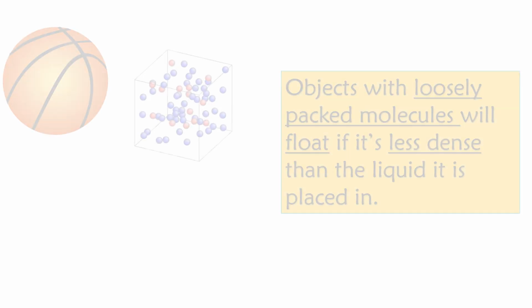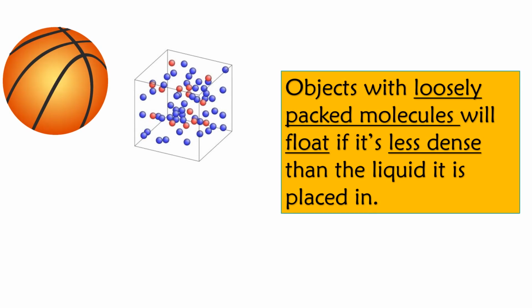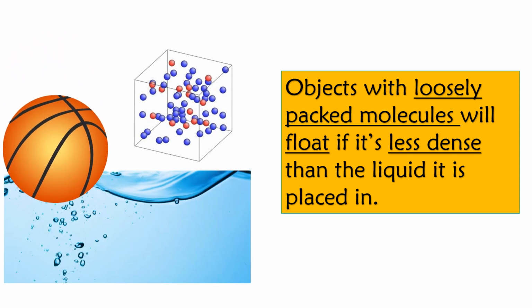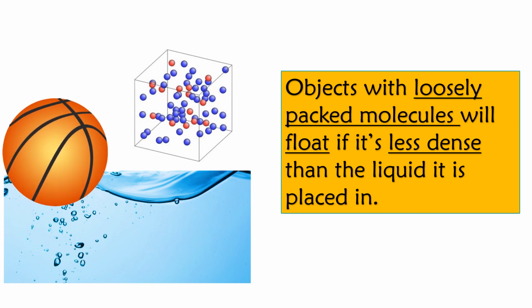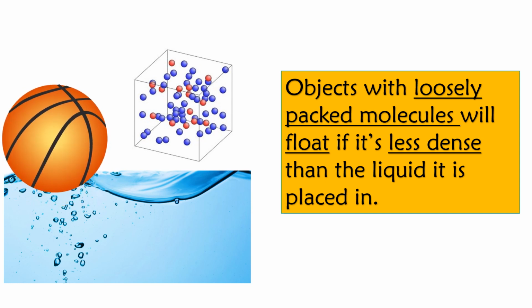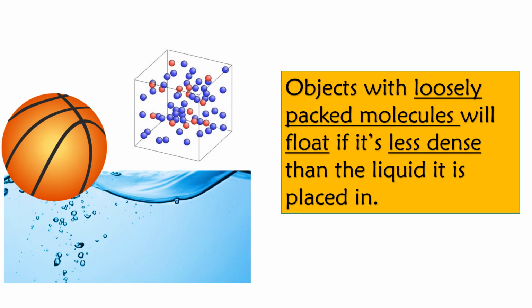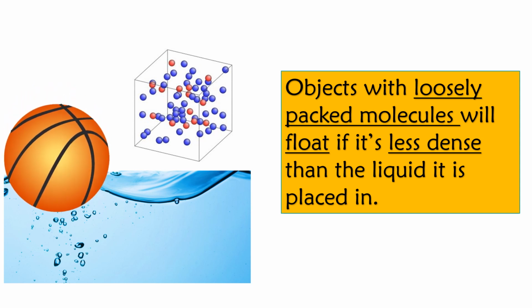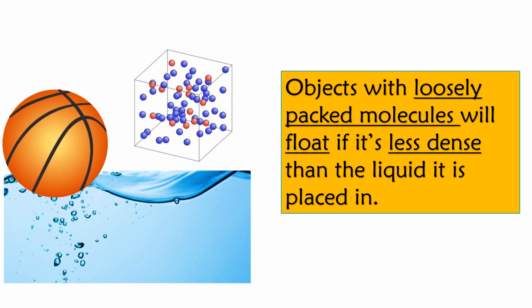We have learned that when something is denser than the water, it will sink. So what makes an object float? Very good. Objects with loosely packed molecules will float if it is less dense than the liquid it is placed in. So ibig sabihin, mas konti yung molecules ng object kaysa sa water natin. So pag nangyari yon, what will happen to the object? It will float.